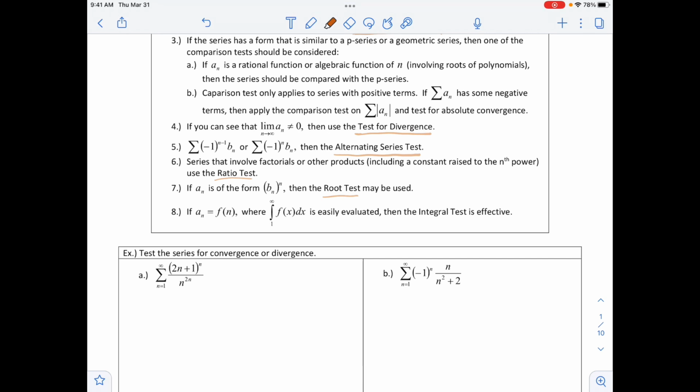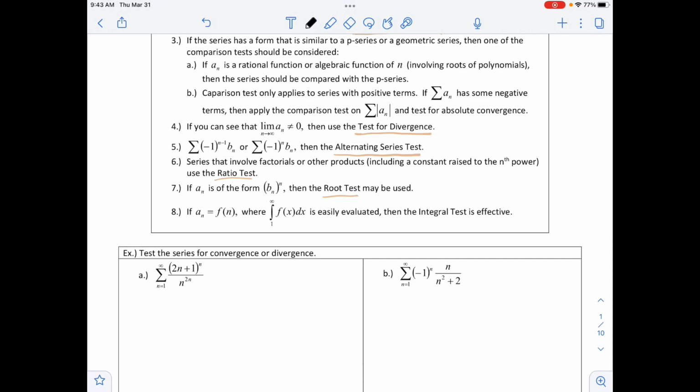A lot of times there's multiple ways to go about dealing with these, so make sure you show clear steps and clear work, and also don't forget you always need to state which test you used to figure out if it was convergent or divergent. The example right below says test the series for convergence or divergence. Again, make sure to state which test it is that you used.